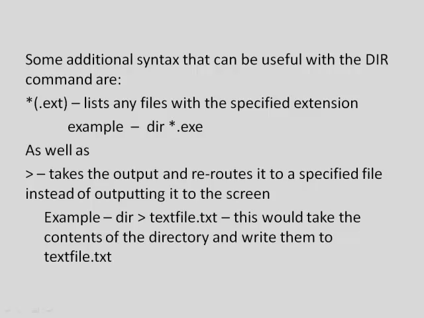Some additional syntax that can be useful with the dir command are *.extension. This lists any files with the specified extension. As an example, dir *.exe will give all exe files within the directory specified, as well as >. This takes the output and reroutes it to a specified file instead of outputting it to the screen. As an example, dir > textfile.text. This would take the contents of the directory and write them to the textfile.text.